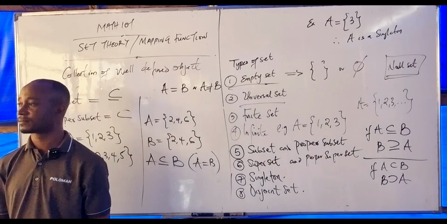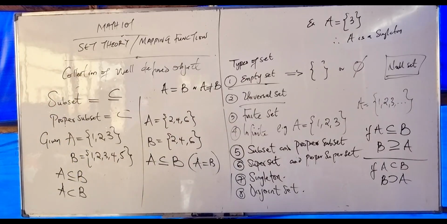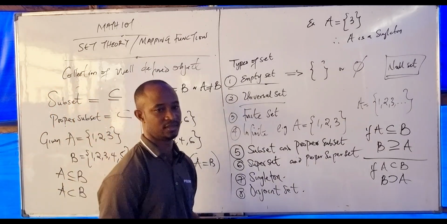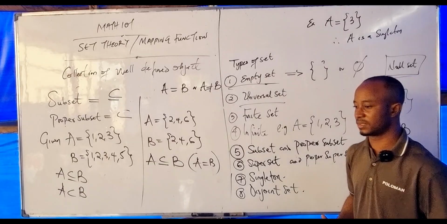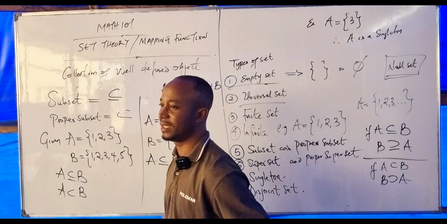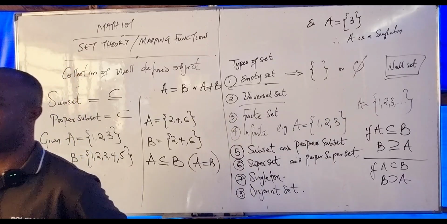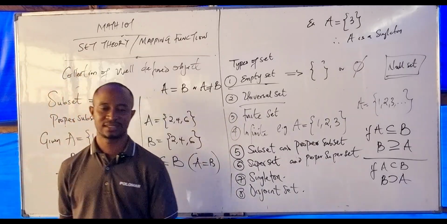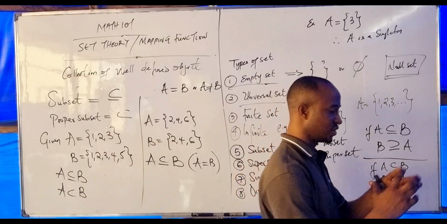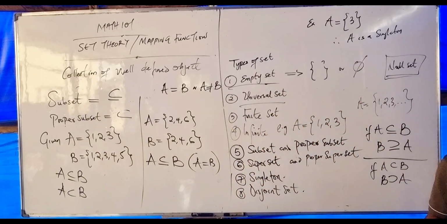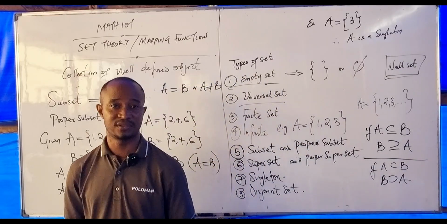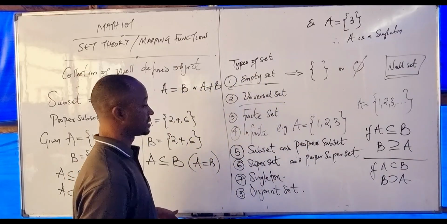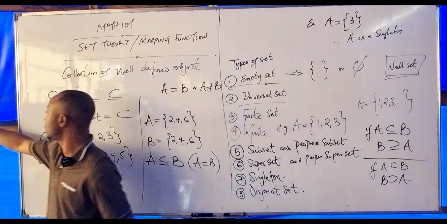Disjoint sets. Are you following? Two sets are said to be disjoint if their intersection gives an empty set. If their intersection gives what? An empty set.